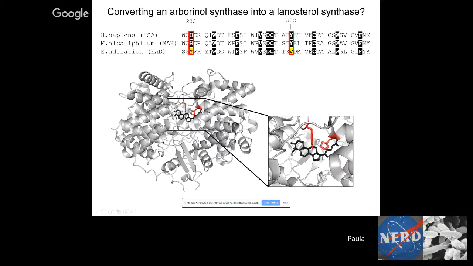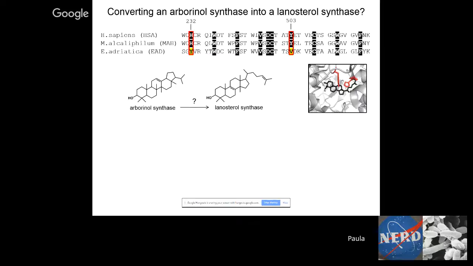So it seemed like these were very important. And so maybe these could be diagnostic for a cyclase that is actually making arborinol instead of a sterol. And so the first thing we thought was, well, can we actually show this? Can we convert these two back into what we see here, and get this to actually convert back to being a lanosterol synthase?